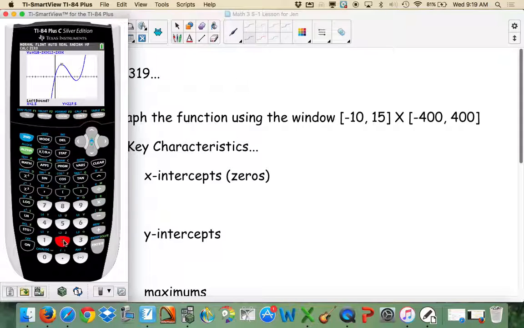All right, so then it brings you back to your graph, and it's got this little cursor, and the cursor is going to stay on your graph no matter where you arrow it, right? So down here at the bottom it's asking for a left bound, right? So what that means is it wants you to arrow over to the left of where it looks like it crosses the x-axis. So I'm going to arrow down here just to be safe, and then I hit enter, right?